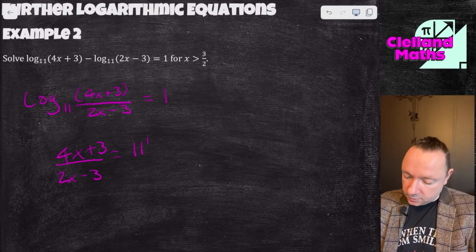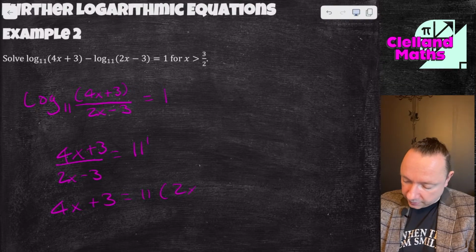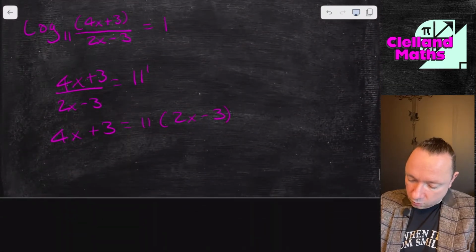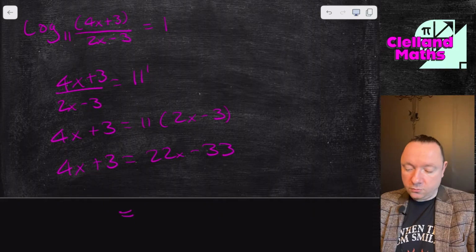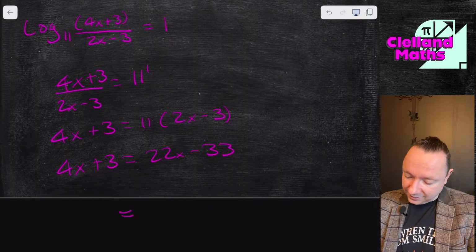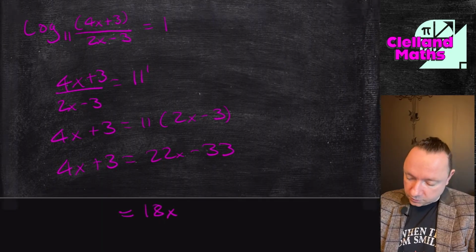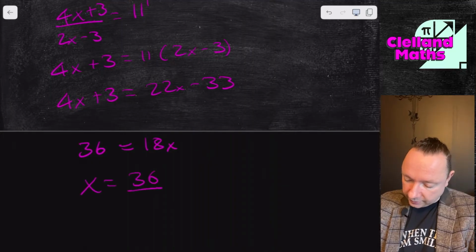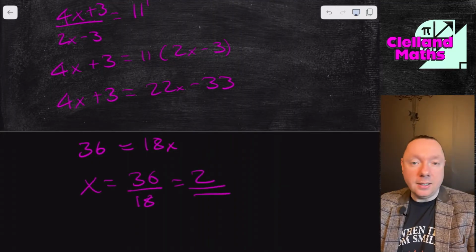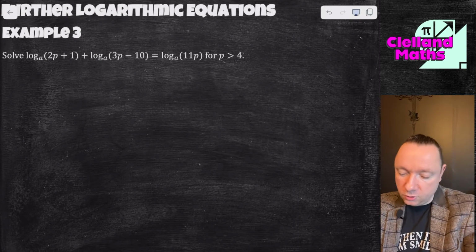Times on both sides by 2x minus 3. 4x plus 3 is 11 bracket 2x minus 3. A little equation to solve. Expand the right hand side to get 22x minus 33. Move all the x's to the right, so 22 minus 4 makes 18x. And move the minus 33 over, plus 33 plus 3 is plus 36. Dividing through by 18, x is 36 over 18, which is 2. And we're done there.